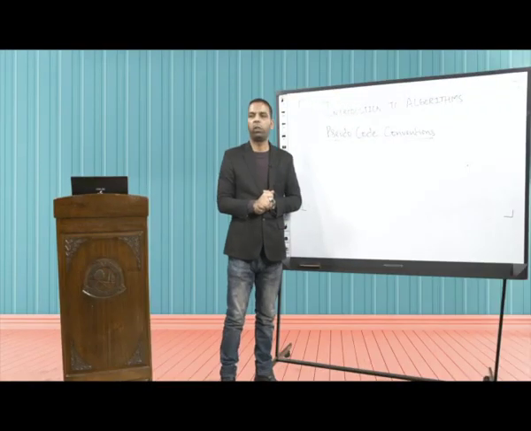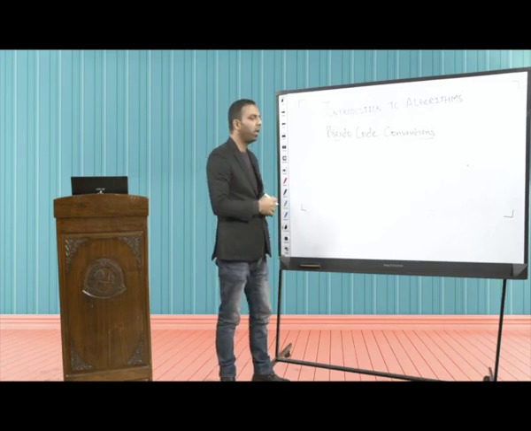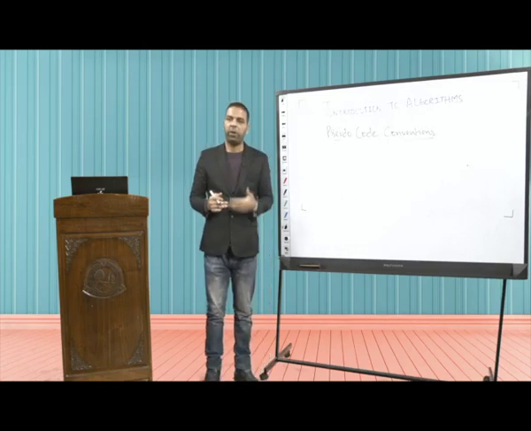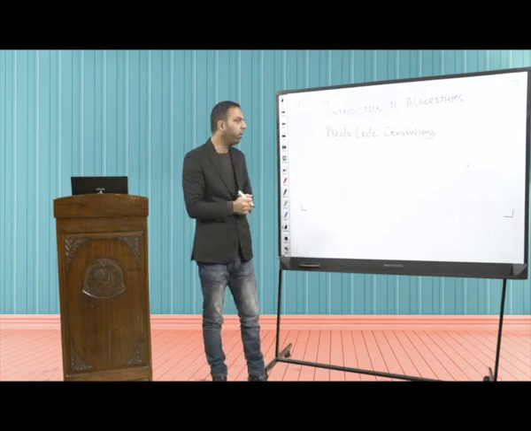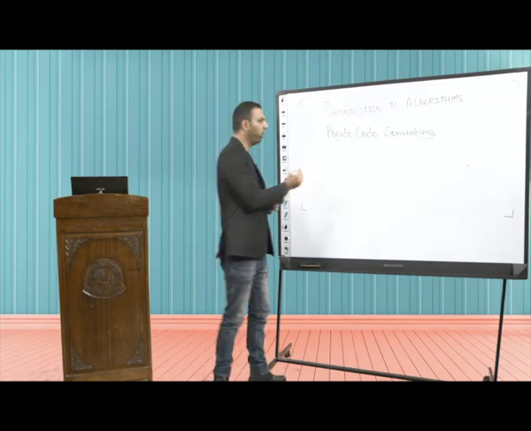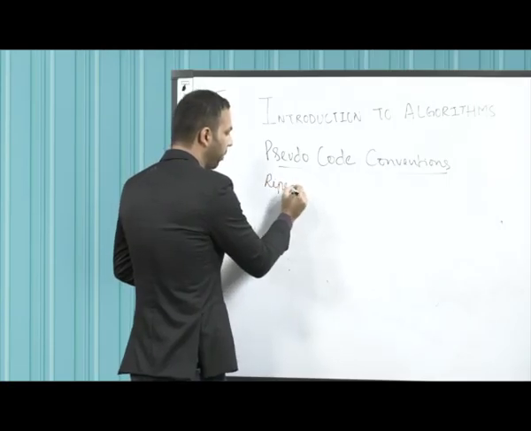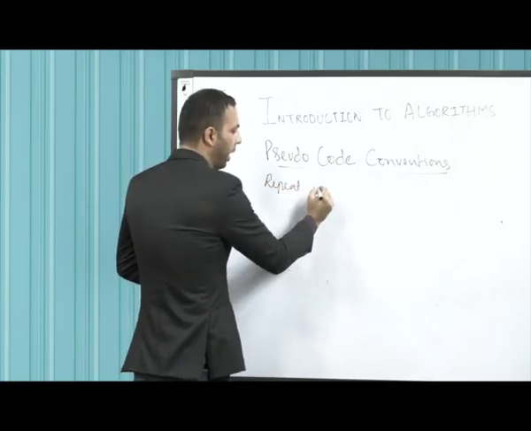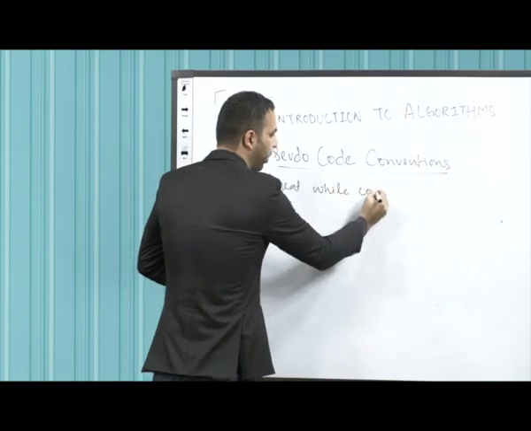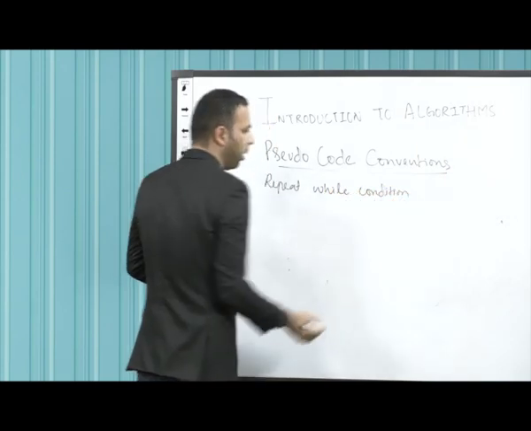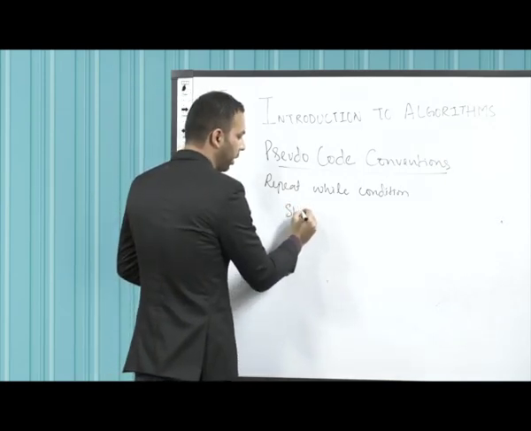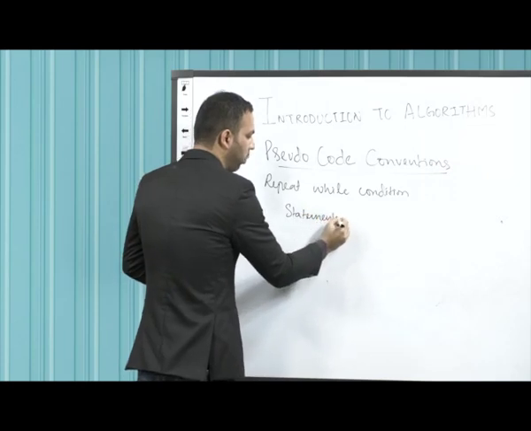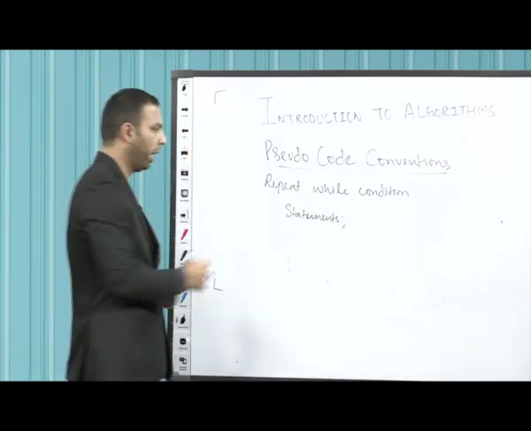So in pseudocode conventions, we will see the next thing. If you want to iterate, meaning you need to repeat a set of steps for some time, for that we have iteration. So we will simply write repeat, then we will write while, and then a condition. Then we can write the steps, whatever things you want to repeat in this while condition, and then we will write end.